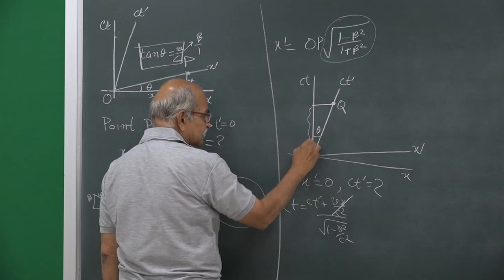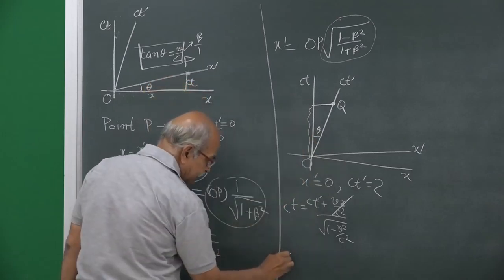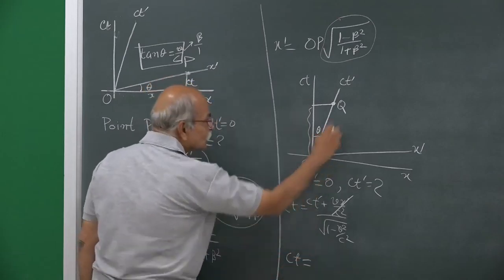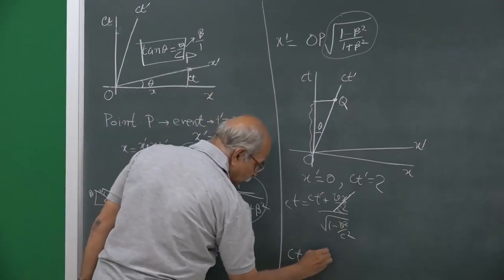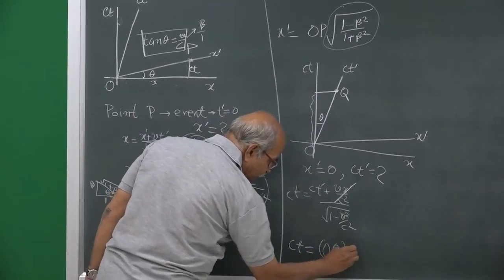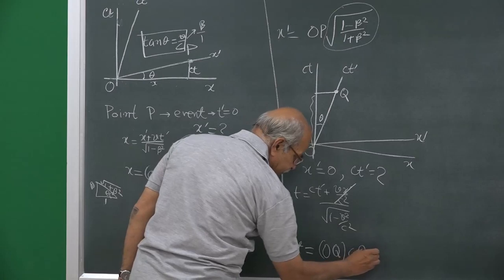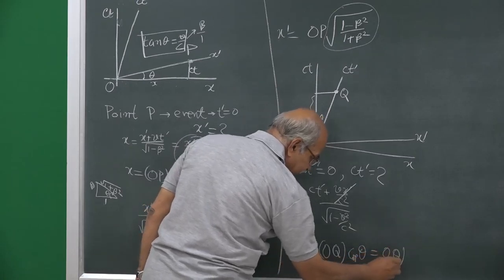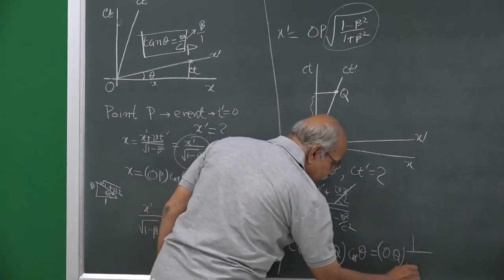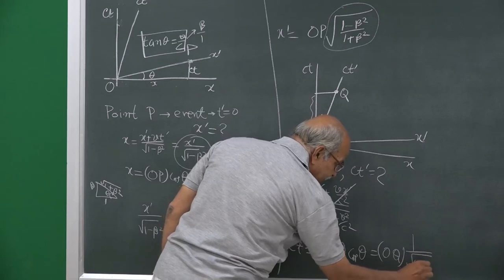this is CT, this whole thing is CT. So, CT is equal to OQ times cos theta, and cos theta is, in fact the same expressions are coming, cos theta is 1 by square root 1 plus beta square.